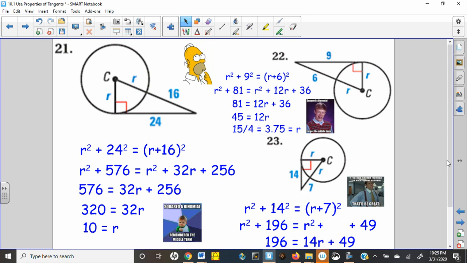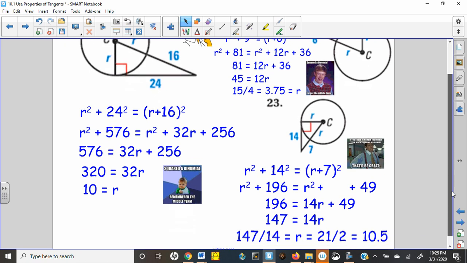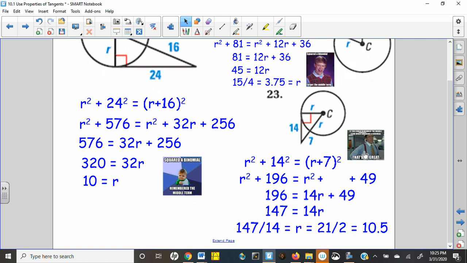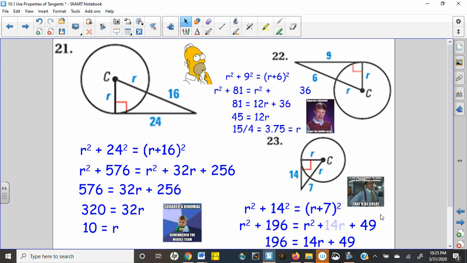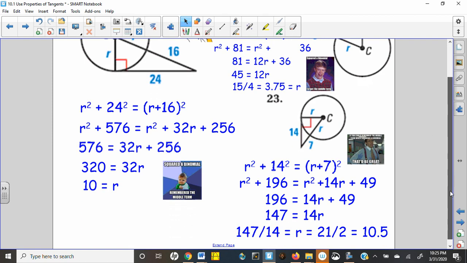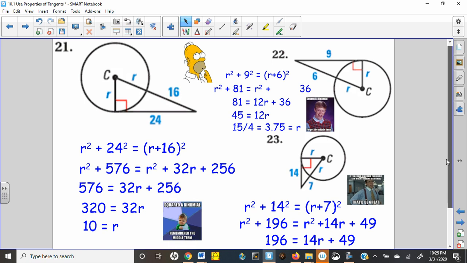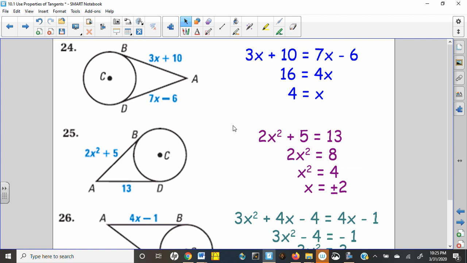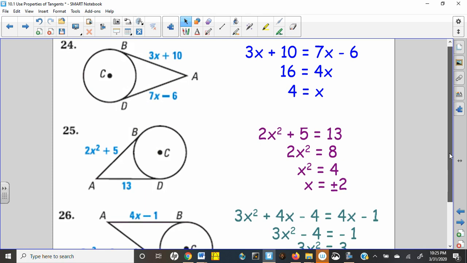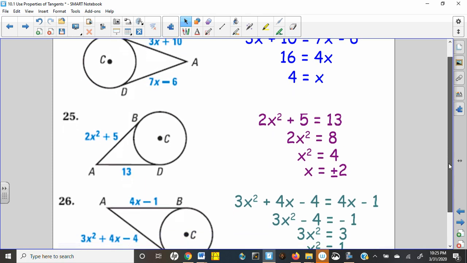These are pretty easy if you just remember the algebra. 23. Did we remember the middle term? No. If you could remember the middle term when squaring the binomial, that'd be great. Yeah, that's the missing piece there if you missed that one. So these were all basically the same problem with different numbers. You've got to do the algebra correctly or you're never going to get them right. These were using theorem 10.2 instead of 10.1. We're just setting the tangent segments equal to each other. Pretty straightforward.